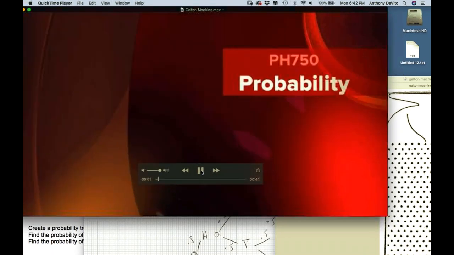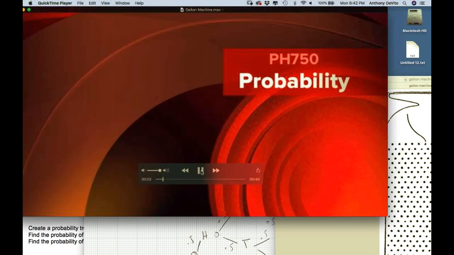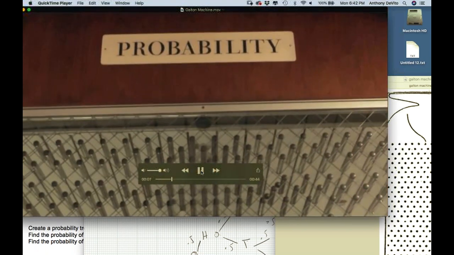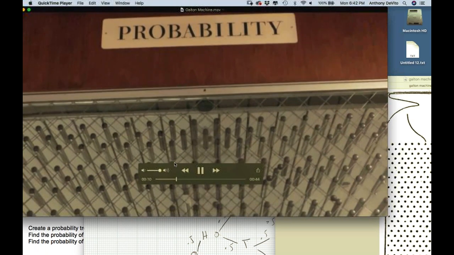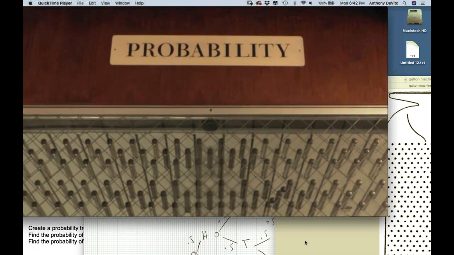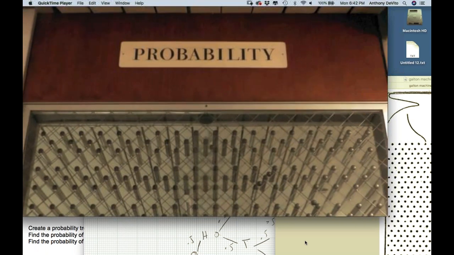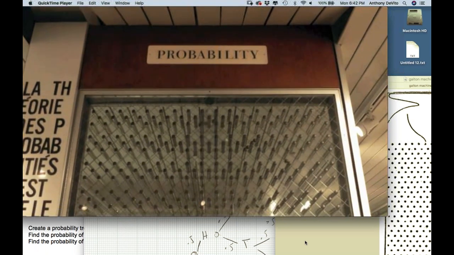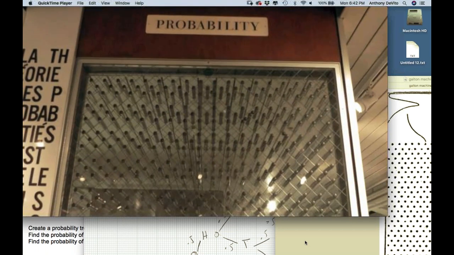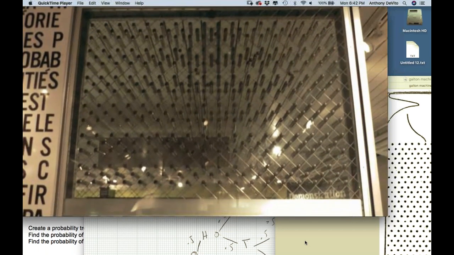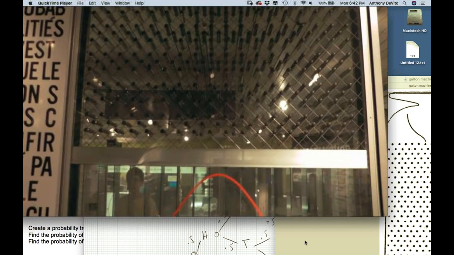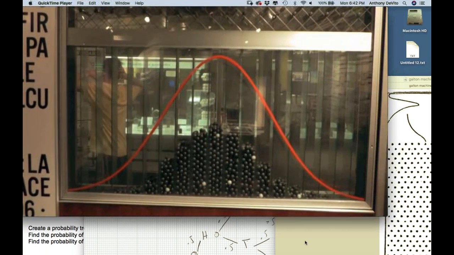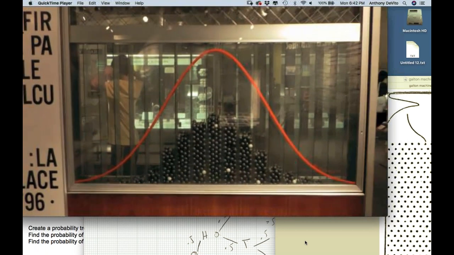Okay. This is literally at the New York Hall of Science. There you go. And there are the balls dropping in the top and bouncing around. See, each one of them, they can go either direction. And what do you think's happening down at the bottom? Let's take a look what the outcome is. There you go. Pretty interesting, right?